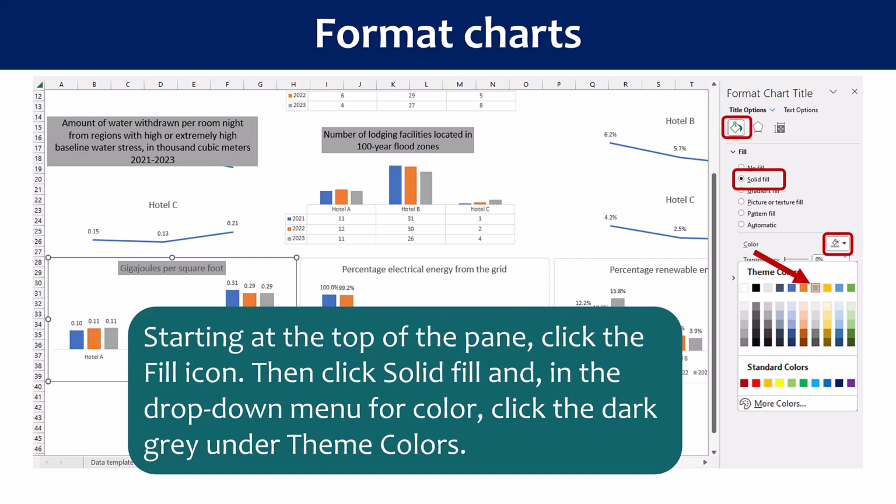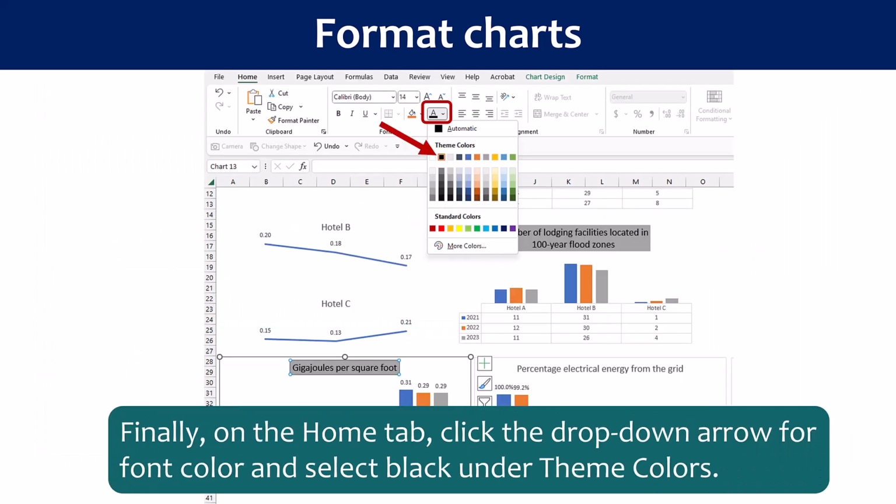Starting at the top of the pane, click the Fill icon. Then click Solid Fill, and in the drop-down menu for color, click the dark gray under Theme Colors. Finally, on the Home tab, click the drop-down arrow for font color and select Black under Theme Colors.